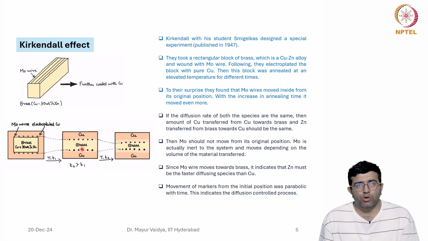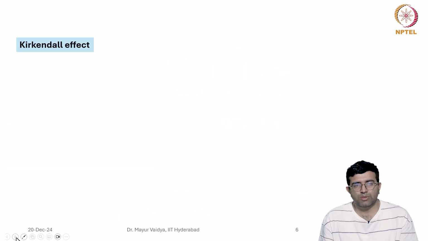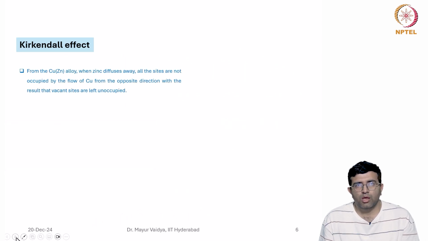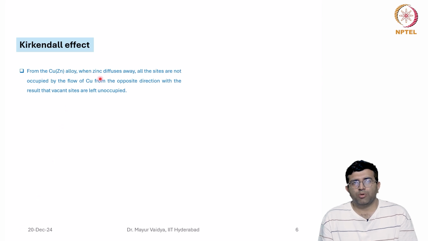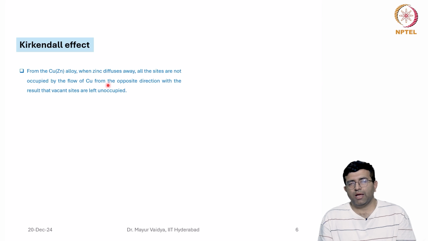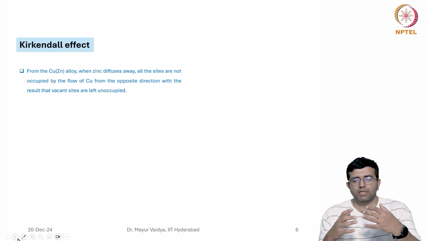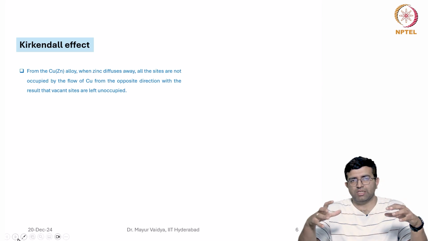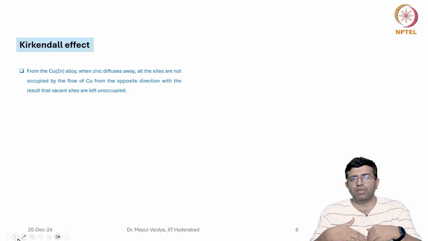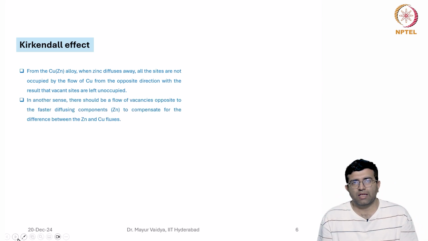They also noted the distance up to which the markers moved, and they found that the movement of the marker was parabolic with time, which indicates a diffusion controlled process. From the copper-zinc alloy, when zinc diffuses away, the sites are not all occupied by a flow of copper atoms in the opposite direction, and as a result the vacant sites are left unoccupied. That means the zinc atom has moved, so it has left vacancies, but at the same rate the copper has not come inside. Therefore, there are vacancies left.